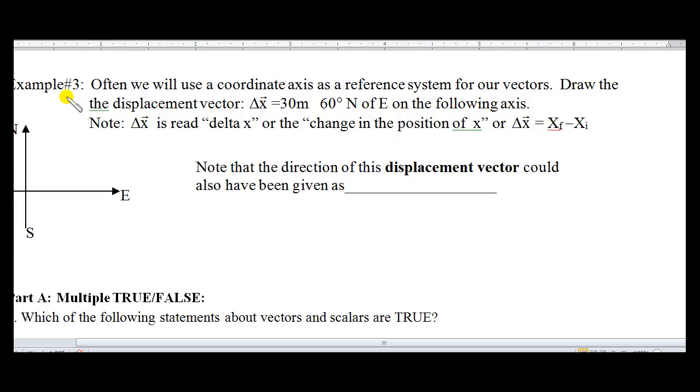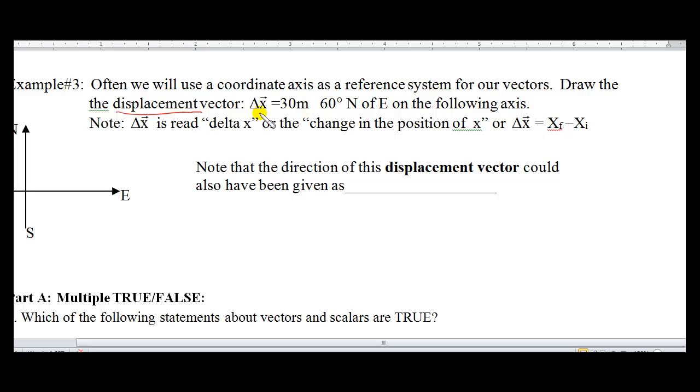Okay, let's take a look at this example right here. Often we will use a coordinate axis as a reference system for our vectors. Draw the displacement vector delta x equals 30 meters, 60 degrees north of east on the following axis. That's this axis right here. And this is a displacement vector. From now on, when we use the word displacement, like when we use the word velocity, they're going to imply that we're talking about a vector quantity.